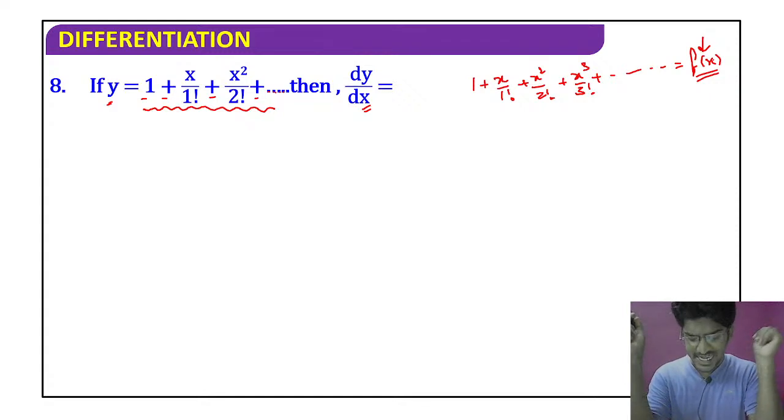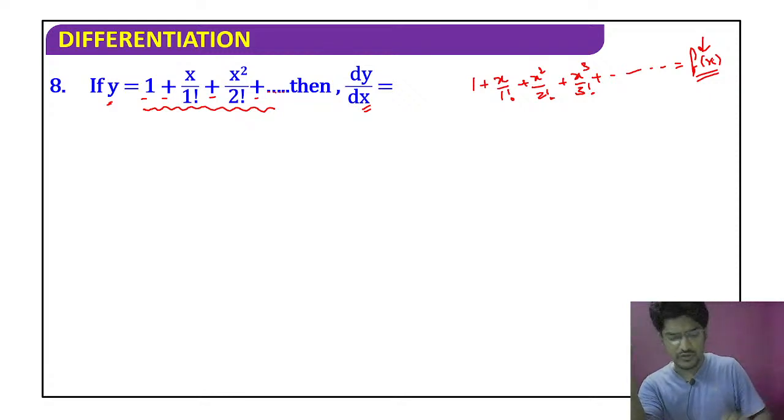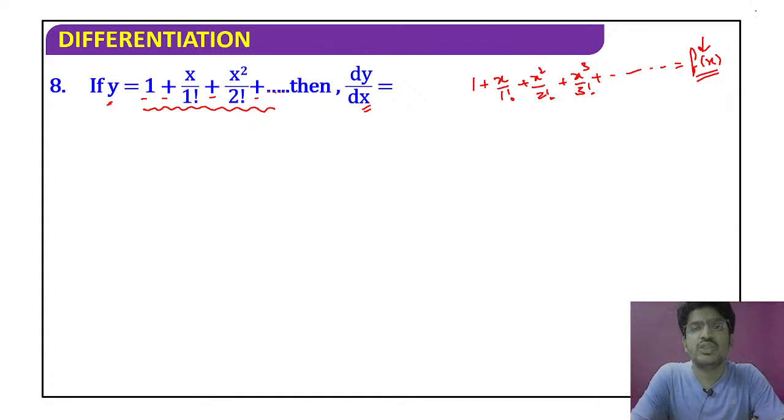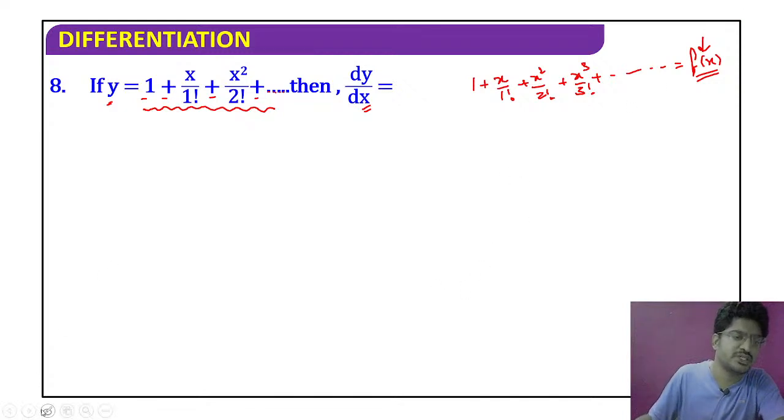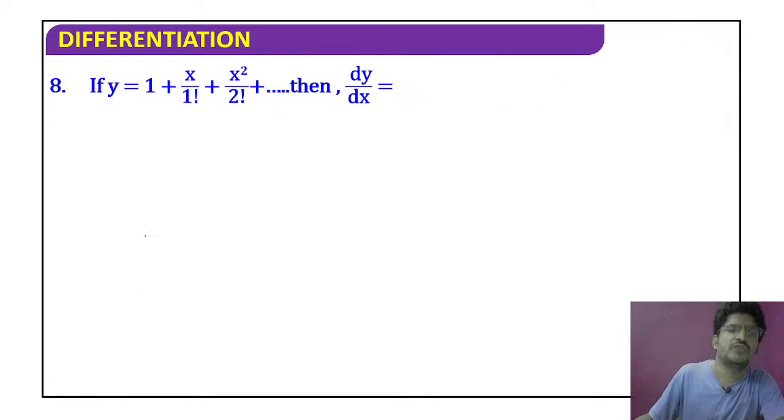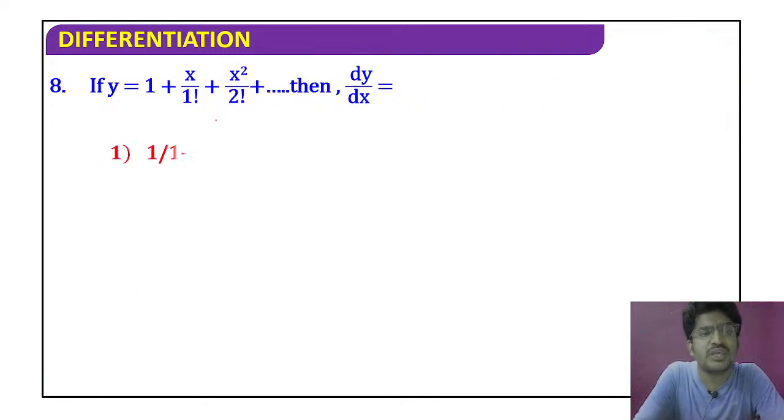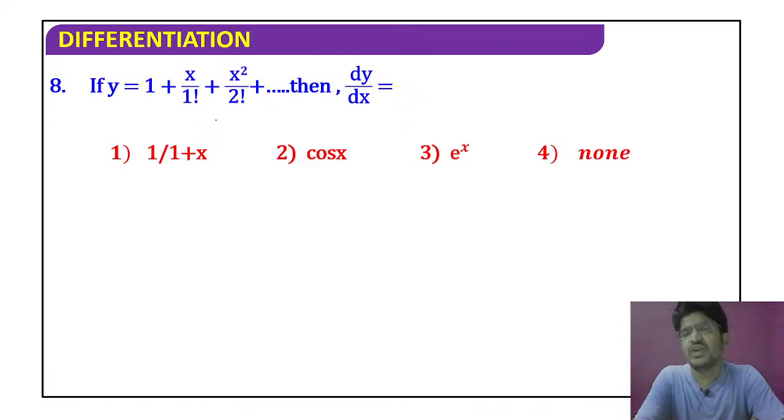If you tell me what is that f of x, then clearly you can get the answer in just 1 second. This problem needs only 1 second of time. Don't waste 1 minute of time for this, because if you know the formula of 1 plus x by 1 factorial, x square by 2 factorial plus so on, then in just 1 second of time you can answer it. If anyone knows the answer for this, quickly tell me.